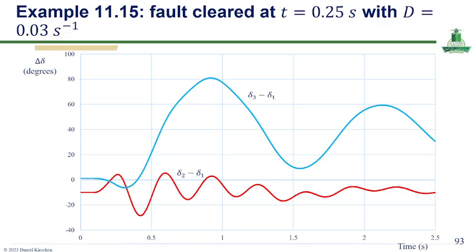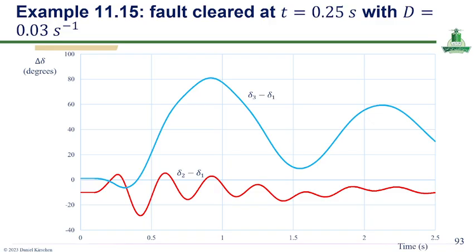Okay, this slide demonstrates the impact of damping on the transient response of the power system following the fault. In this example, the fault is cleared at t equals 0.25 second, and the damping coefficient is D equals 0.03 s^-1, as indicated in the system model. The graph shows the rotor angle difference delta 2 minus delta 1 in red and delta 3 minus delta 1 in blue, similar to the previous example.